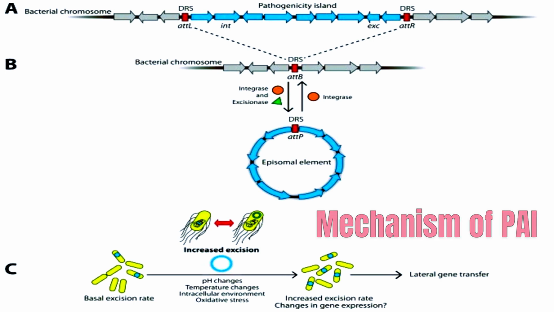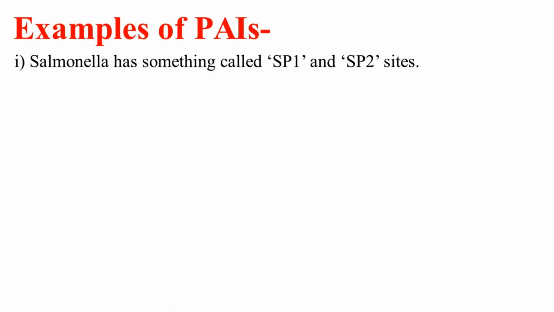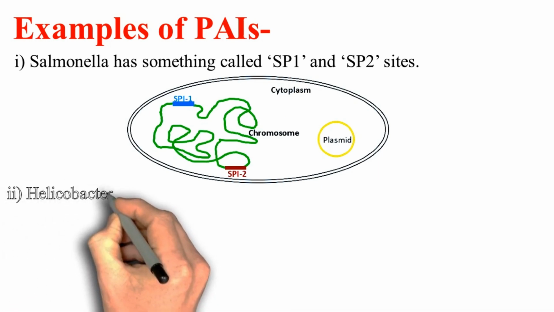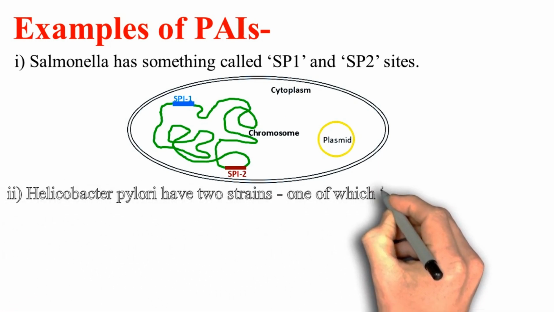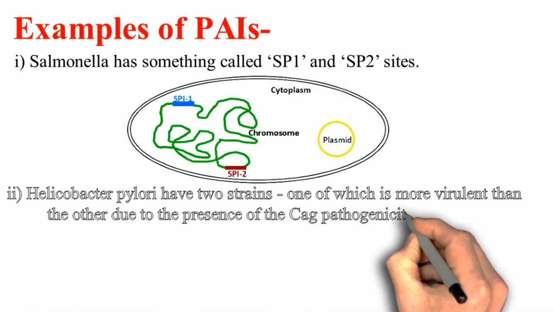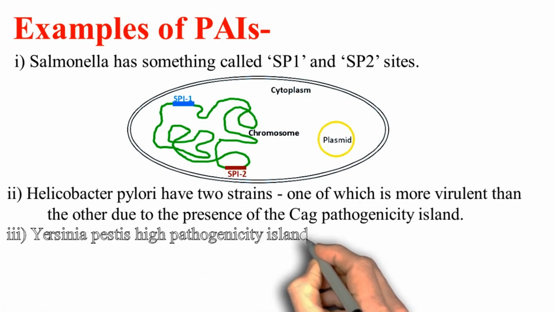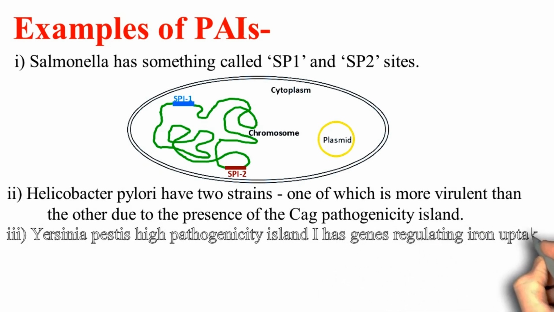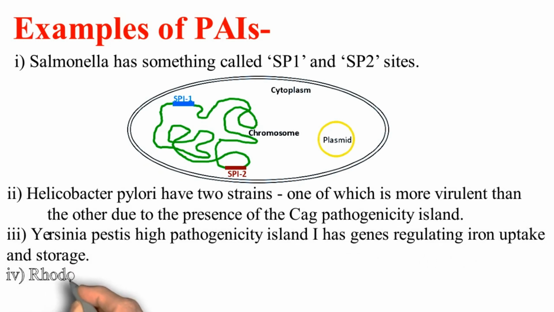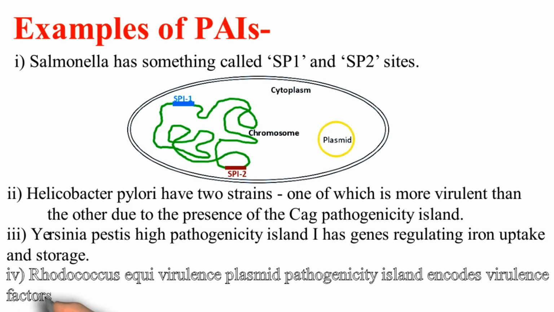Now, let's look at some examples of PAIs. Salmonella has something called SPI1 and SPI2 sites. Helicobacter pylori has 2 strains, one of which is more virulent than the other due to the presence of the CAG pathogenicity island. Yersinia pestis high pathogenicity island 1 has genes regulating iron uptake and storage. Rhodococcus equi virulence plasmid pathogenicity island encodes virulence factors for proliferation in macrophages.